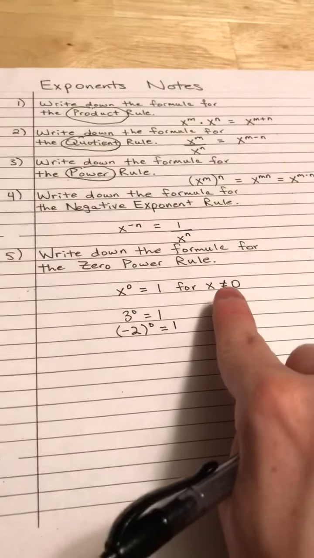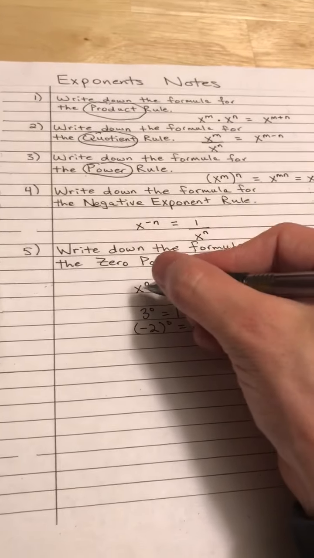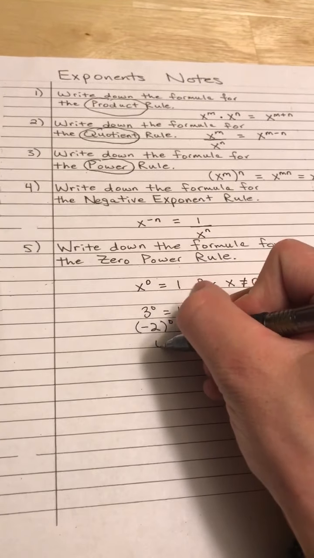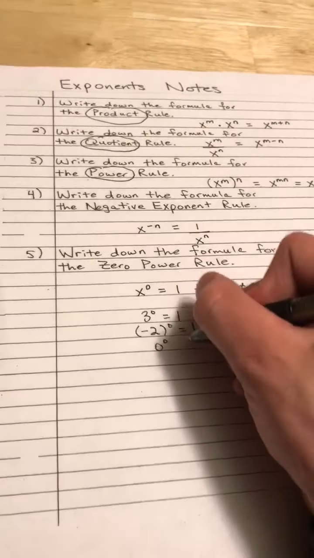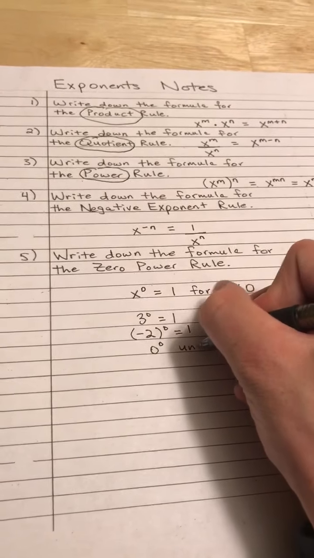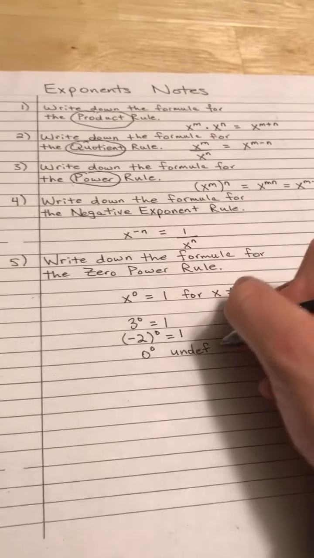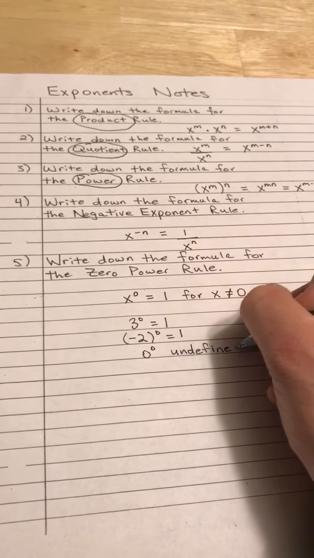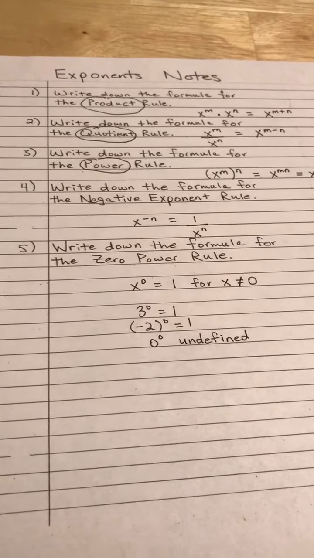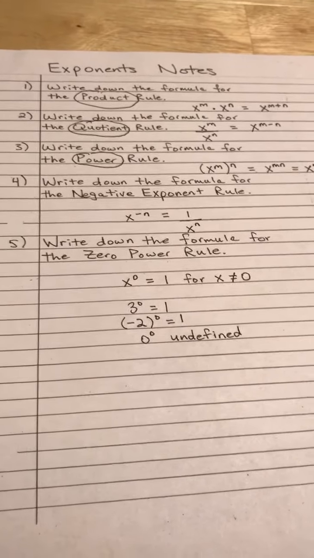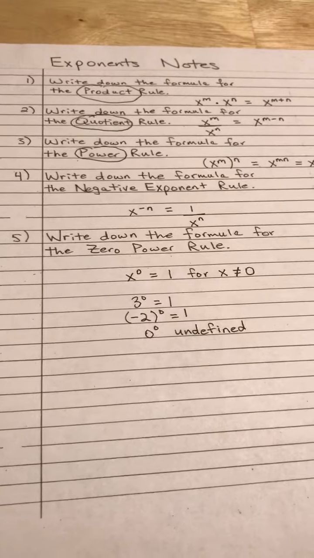But if your x is 0, like let's say you have 0 to the 0 power, kind of like this, that would be known as undefined. Okay? 0 to the 0 power is just undefined. That means there's no answer to it.